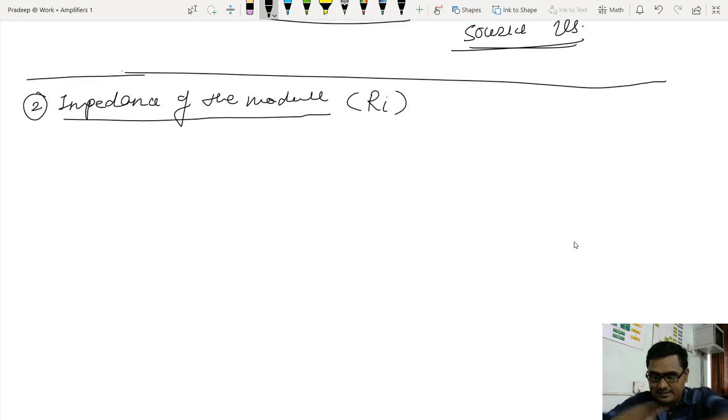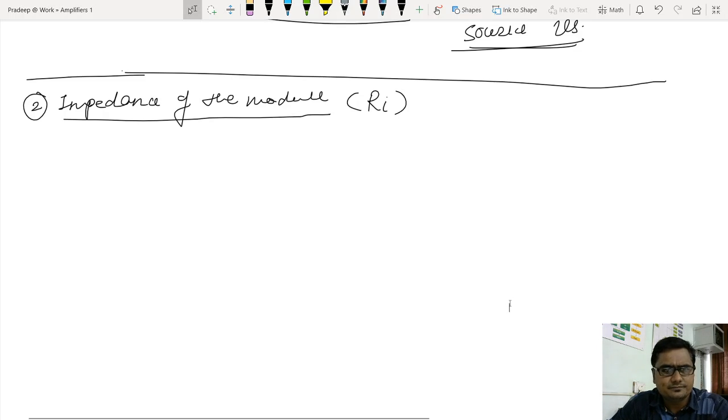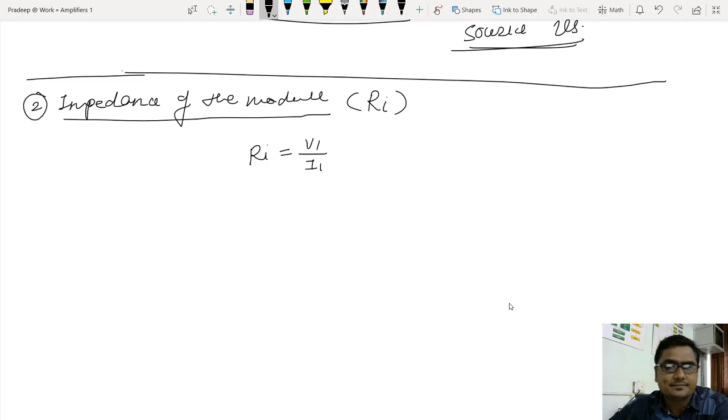So let us start with input impedance. The notation that we are using is Ri. Now for any electronic circuit, what does impedance, or resistance, stand for? If it is input impedance that I am talking about, then it must be input voltage divided by input current, that is V1 divided by I1. V1 is the input voltage and I1 is the input current. So input voltage divided by input current will obviously represent the input impedance.